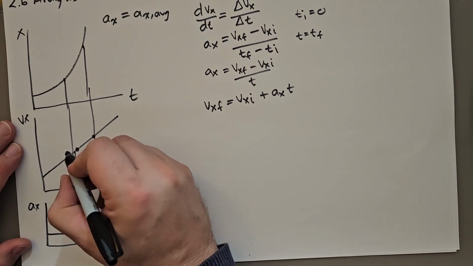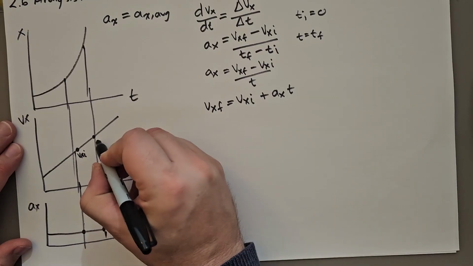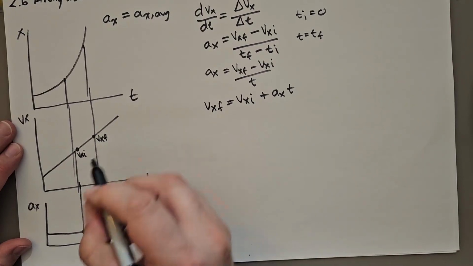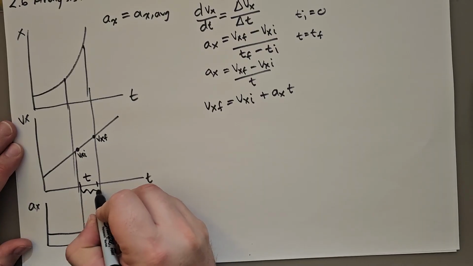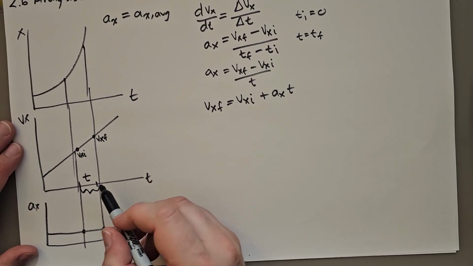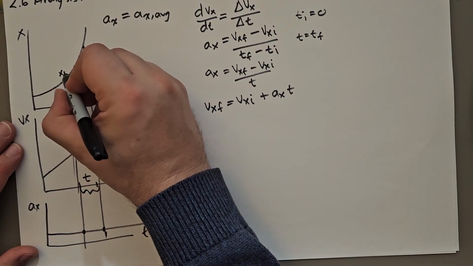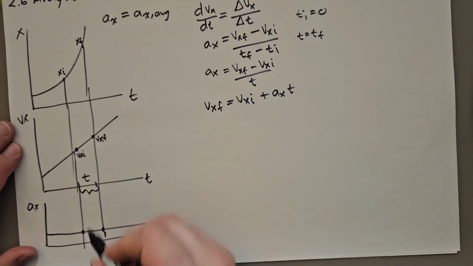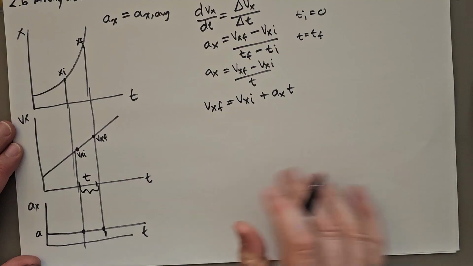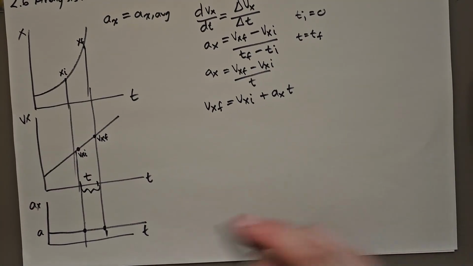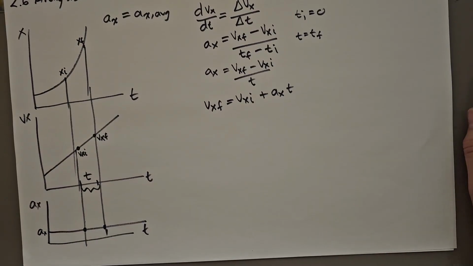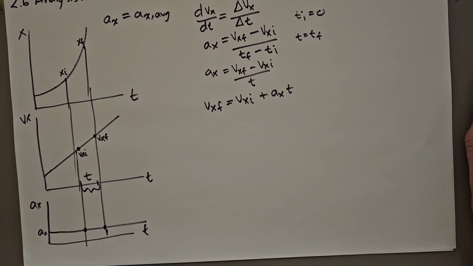So this is the initial velocity, this is the final velocity, this is the duration t, which is this whole thing here. And then we have an initial position and a final position, and the acceleration is constant at a. That's kind of what's going on here, where a sub x is the acceleration.